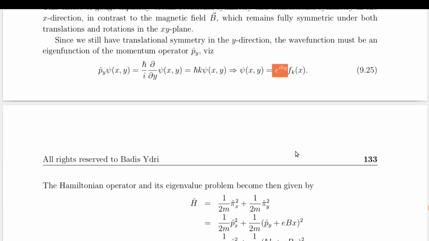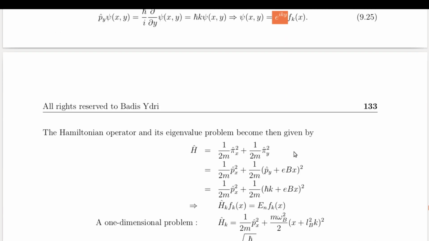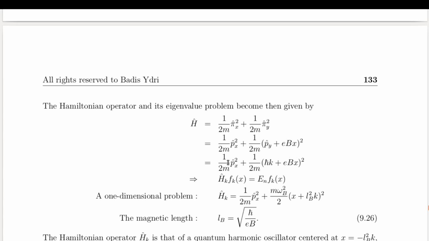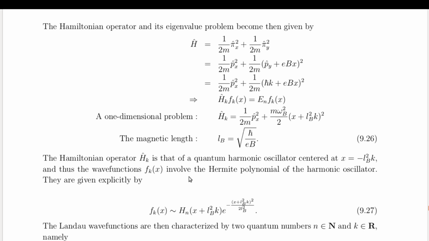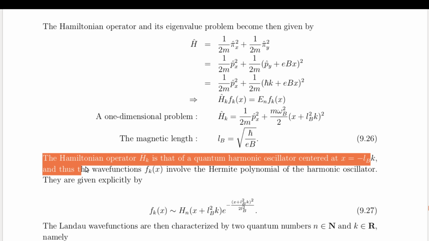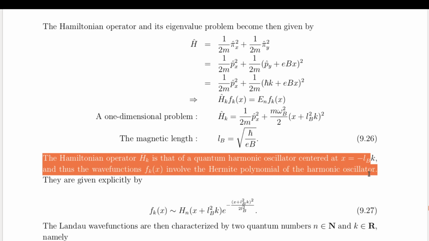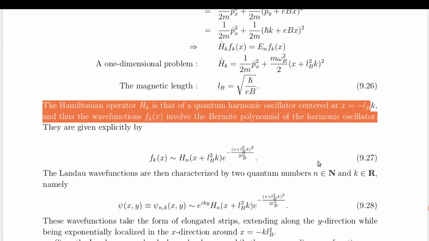By substituting this ansatz into the Schrödinger equation, the problem reduces from 2 dimensions to 1. For each value of k, the Hamiltonian corresponds to that of a quantum harmonic oscillator, shifted from its usual center by minus the magnetic length squared times k. Consequently, the complete wave functions involve shifted Hermite polynomials of the quantum harmonic oscillator multiplied by a Gaussian factor.